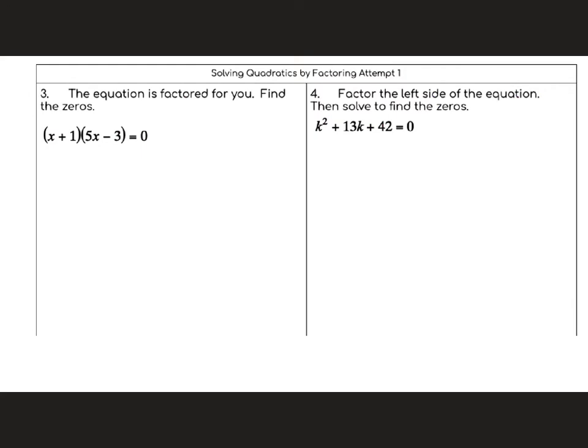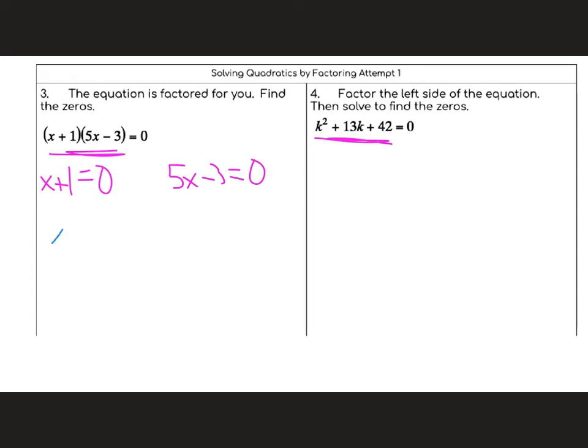Okay, so now we're using the factoring to solve. When we're solving, we're trying to find where this equation is equal to 0. This is already factored, so what I need to do is jump right to x plus 1 equals 0, and 5x minus 3 equals 0. Now I need to solve a linear equation.